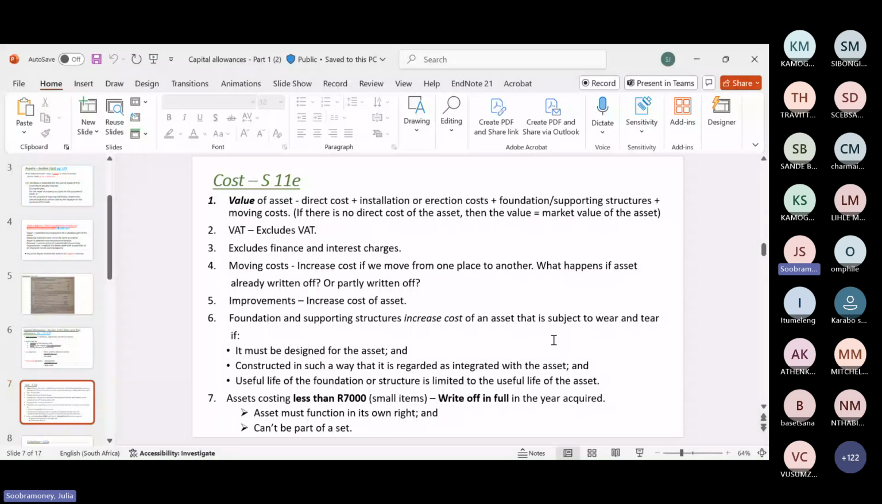And a lot of this is also very similar to accountancy as well. So when we look at a cost, we say value. Now, when you see value, that means you can either use the cost or the market value. So what does that mean? If I don't give you a cost price, automatically you will use a market value, okay? So that is why we say value of asset. So what does a value include? It can include direct cost, installation cost, erection cost, foundation or supporting structures, and moving cost. If there's no direct cost of an asset, then the value will always equal the market value.